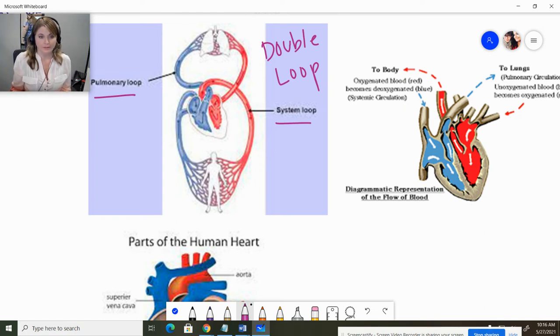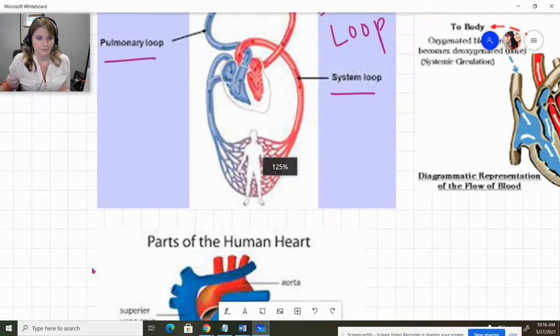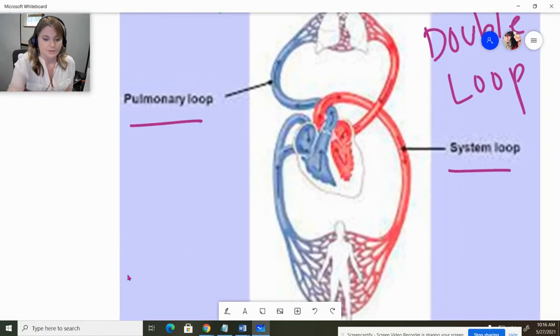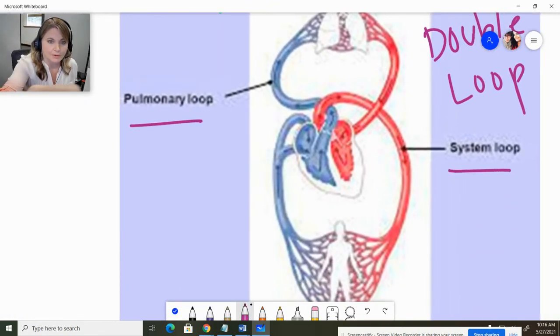From the heart, you have one loop that will make its way from the heart to the lungs, where gas exchange takes place. Gas exchange is where blood that's coming from the body is very high in carbon dioxide and very low in oxygen. So let me zoom in a little bit here. This blood right here has a high amount of CO2.